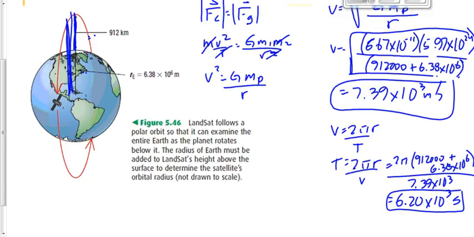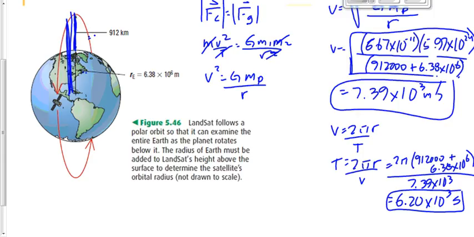1 year is the time that it takes the Earth to go around the sun. If we're talking about a Landsat year, in other words, the time that it takes a Landsat satellite to go around the Earth, it would be 6,200 seconds. So we're talking about 2 hours. So 1 Landsat year would be the equivalent to about 2 hours on Earth. All right?